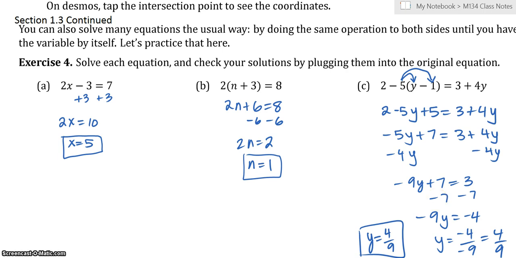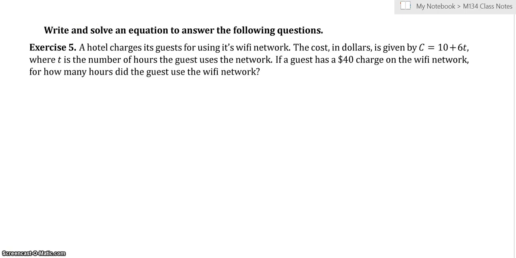Divide both sides by -9, and you do end up with a fraction. Two negatives is a positive, and you just leave it. It doesn't simplify: 4/9. Now let's go to the next page. We're going to try some word problems. So see if you can do exercise 5.